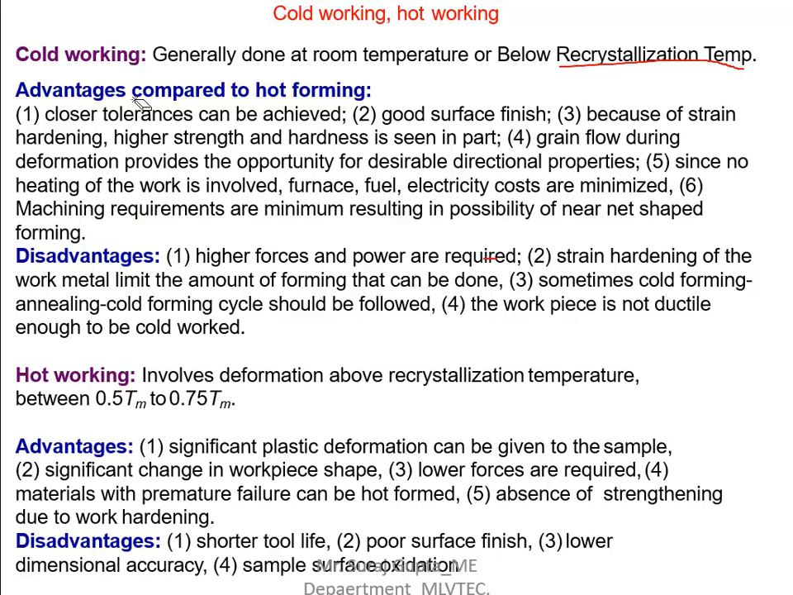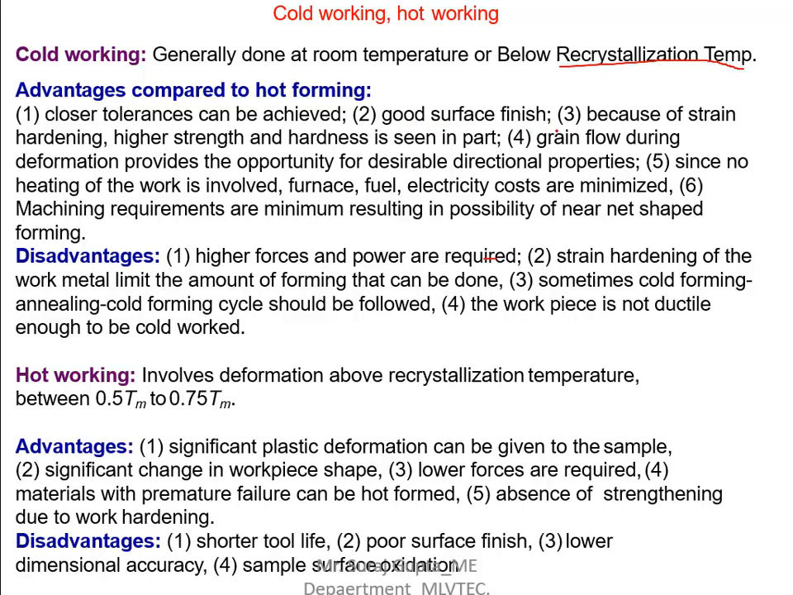So now we are going to see what the advantages are compared to the hot working process. I have explained what the hot working and cold working processes are. It depends only upon the recrystallization temperature of the material. First one is that close tolerance can be achieved in case of the cold working process.